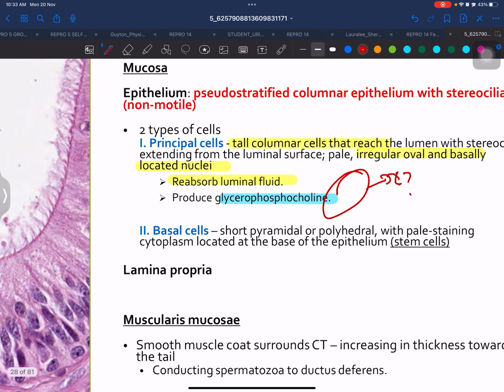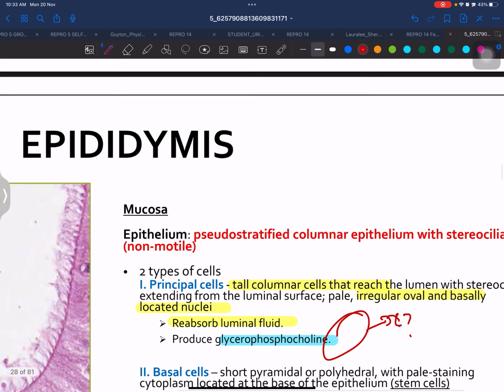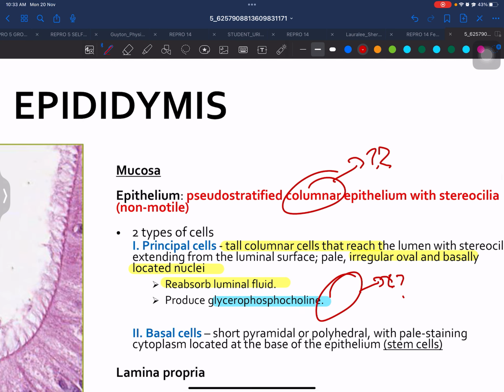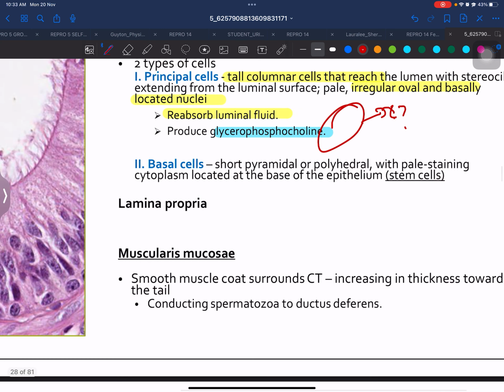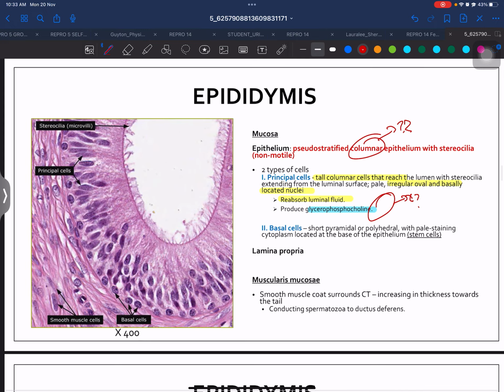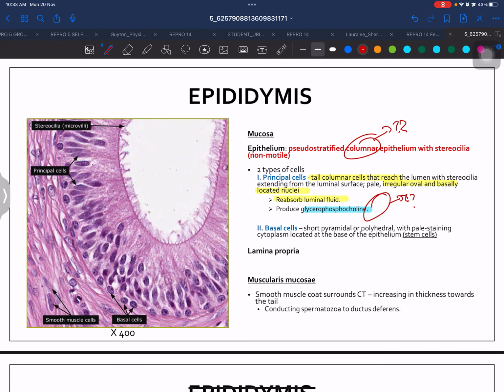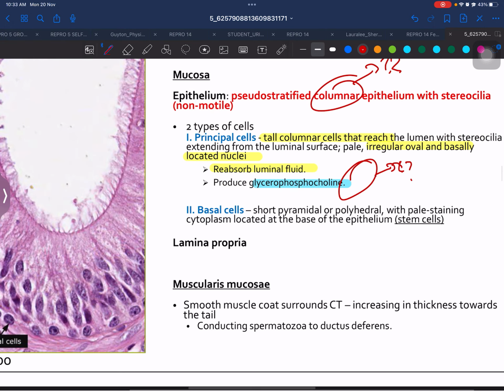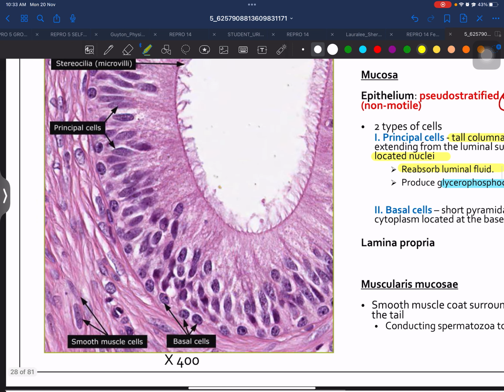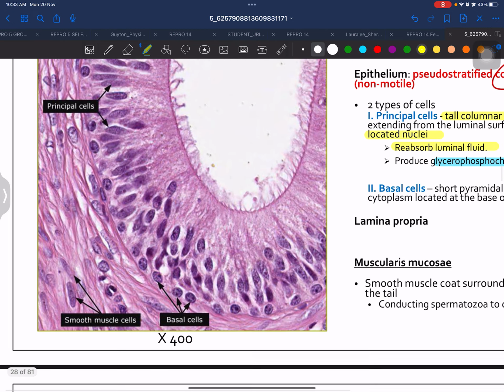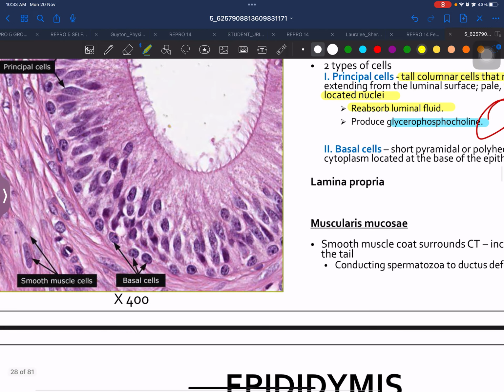The muscularis mucosa contains smooth muscle cells surrounding the epididymis, which increase in thickness toward the tail. Maksudnya dekat head dia punya smooth muscle thin, but dekat tail is much thicker.